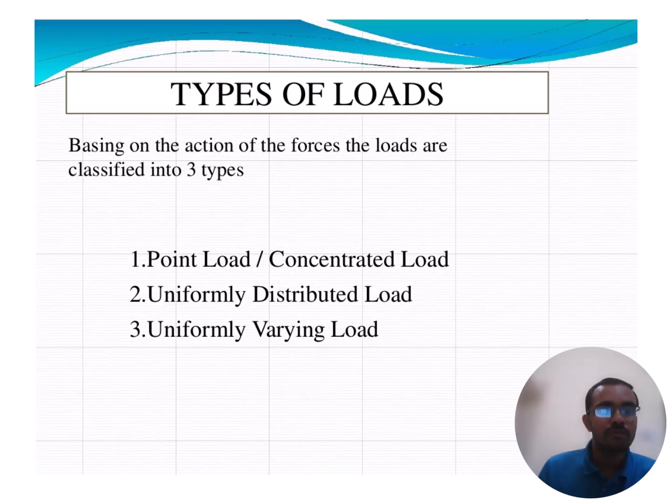Then we come to the third category, loads. We saw beams and supports. Earlier we saw about the supports. Why are the beam supports there? They have to carry the load placed over the beams. In general there are three types of loads: point load, uniformly distributed load, and uniformly varying load. These are the major categories of load.